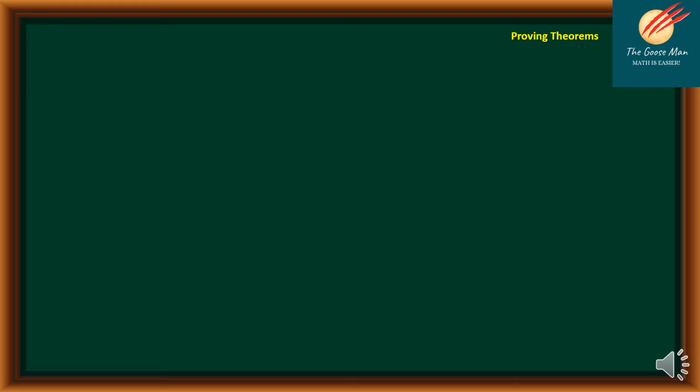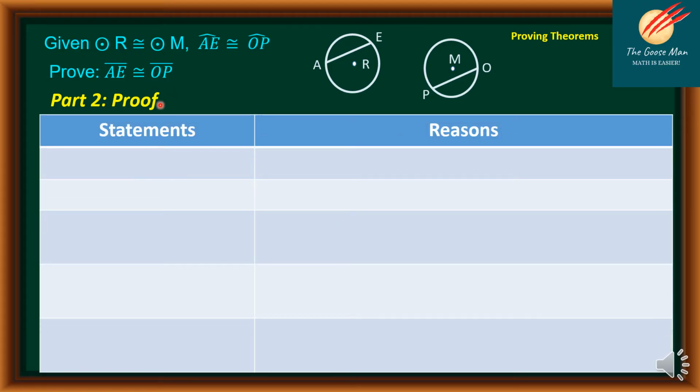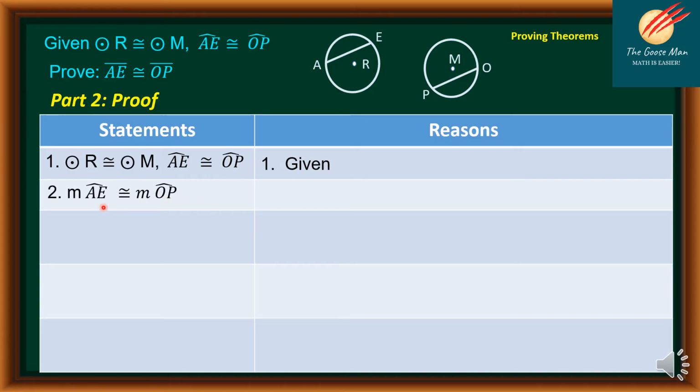Let's move on to the second part of the proof. This time, given circle R is congruent to circle M and arc AE is congruent to arc OP, we would like to prove AE is congruent to OP. For the second part of the proof, we again have the statements and the reasons. Statement number one: circle R is congruent to circle M, and arc AE is congruent to arc OP. The reason is it is given. Number two, the measure of arc AE is congruent to the measure of arc OP. The reason is the definition of congruent arcs.